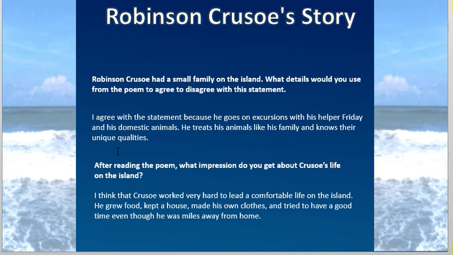Okay, so question 1 was, Robinson Crusoe had a small family on the island. What detail would you use from the poem to agree or disagree with this statement? What is told in the poem that tells you that he had a family or that this is incorrect? So my answer is that I agree with the statement, because he goes on excursions with his helper Friday and his domestic animals. He treats his animals like family and knows their unique qualities. Question number 2. After reading the poem, what impression do you get about Crusoe's life on the island? What kind of a life was he living? So my answer is, I think that Crusoe worked very hard to lead a comfortable life on the island. He grew food, kept a house, made his own clothes, and tried to have a good time even though he was miles away from his home.